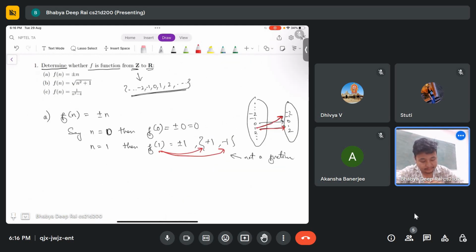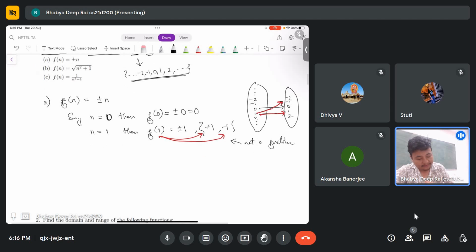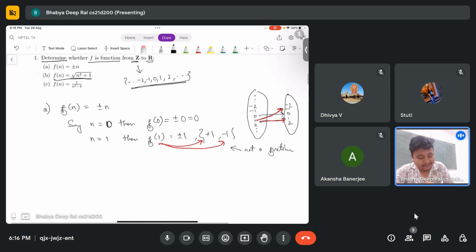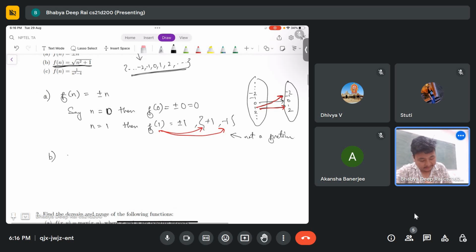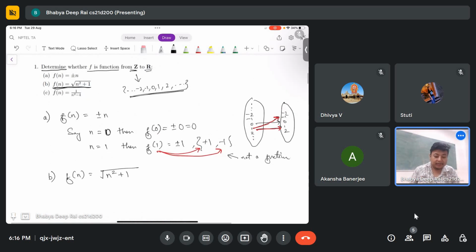So again, can you tell me what b would be like? Is b a function from integers to real numbers? f of n equals root of n square plus 1. So would this be a valid function from integers to real numbers? Sorry, I said real numbers to integers earlier. I'm sorry.